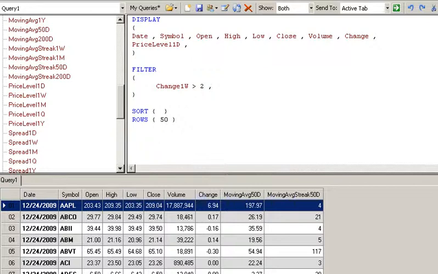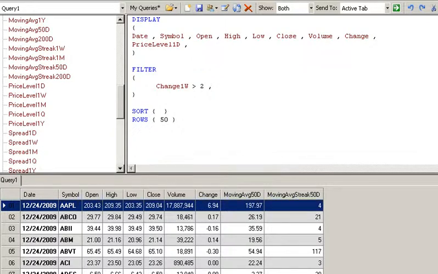So if I'm looking for stocks that are, say, at the high, I'm looking for price levels of 100. If I'm looking for stocks that are at the low, I'm looking for stocks that are at 0, or near 0, I could say less than 10, or greater than 90, or whatever you want. If you want it in the middle, you could say between 40 and 60. So that's price level. So I'll go ahead and run that.